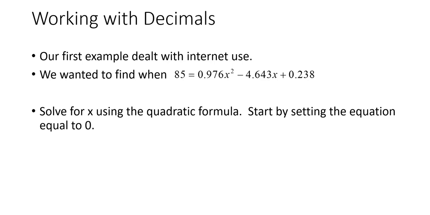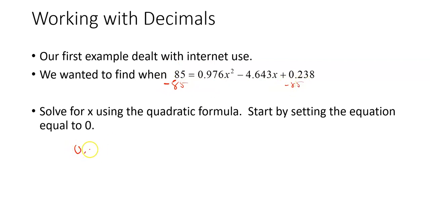Will it get a little bit messy? Yes, because of the decimals. So clearly we're going to need a calculator to solve this one. But the quadratic formula helps us to solve these application problems. So this was the equation, right? 85 equals so forth. First thing is subtract 85 from both sides, because if I want this set equal to 0, I've got to get rid of the 85.